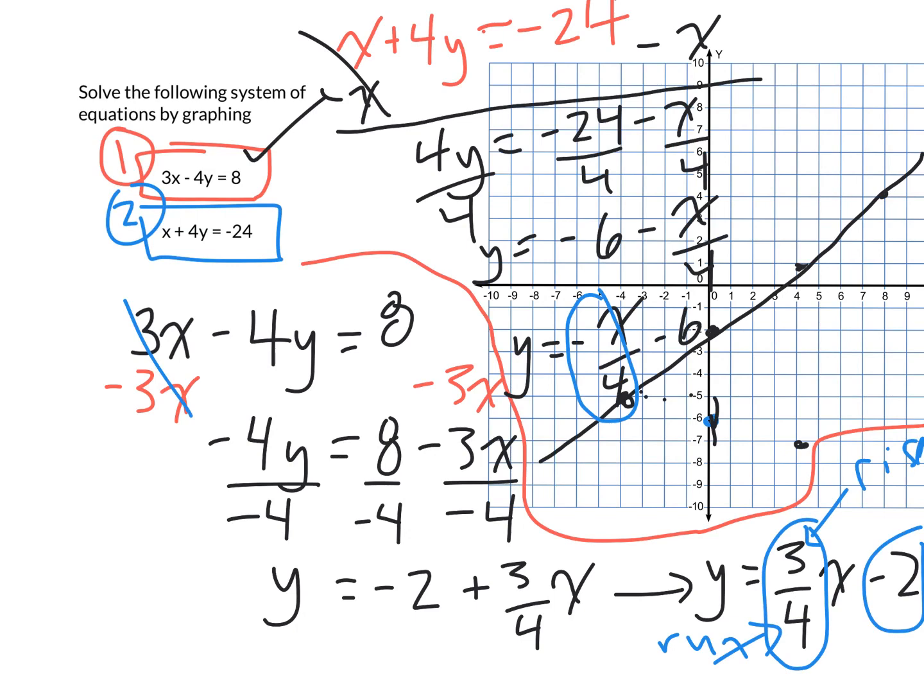I'll draw this as a green line just so it's clear that it's a line and not part of my chicken scratches. And that is my POI right there. My POI is -4, -5. I've run out of room. Sorry about that, it's very hard to see. My POI is -4, -5.